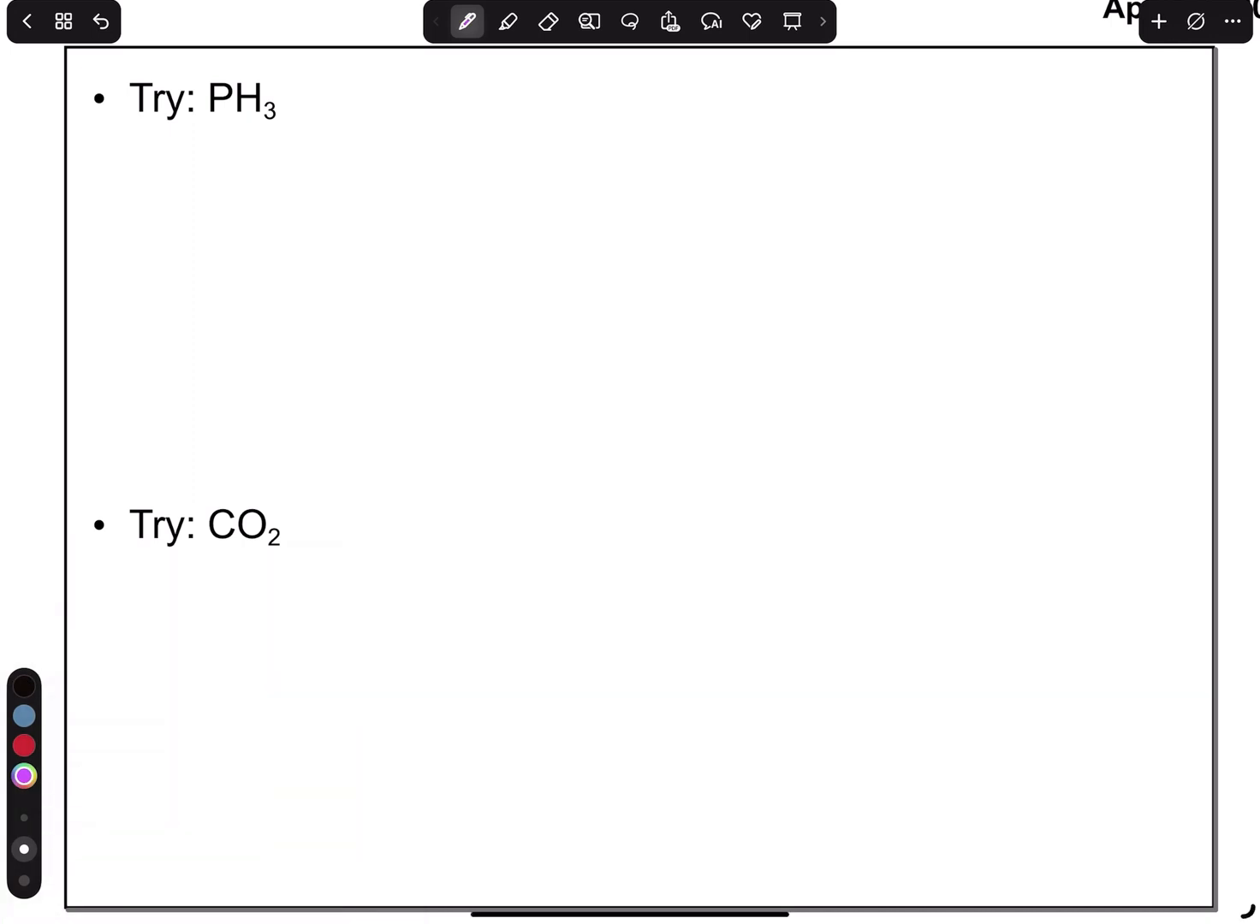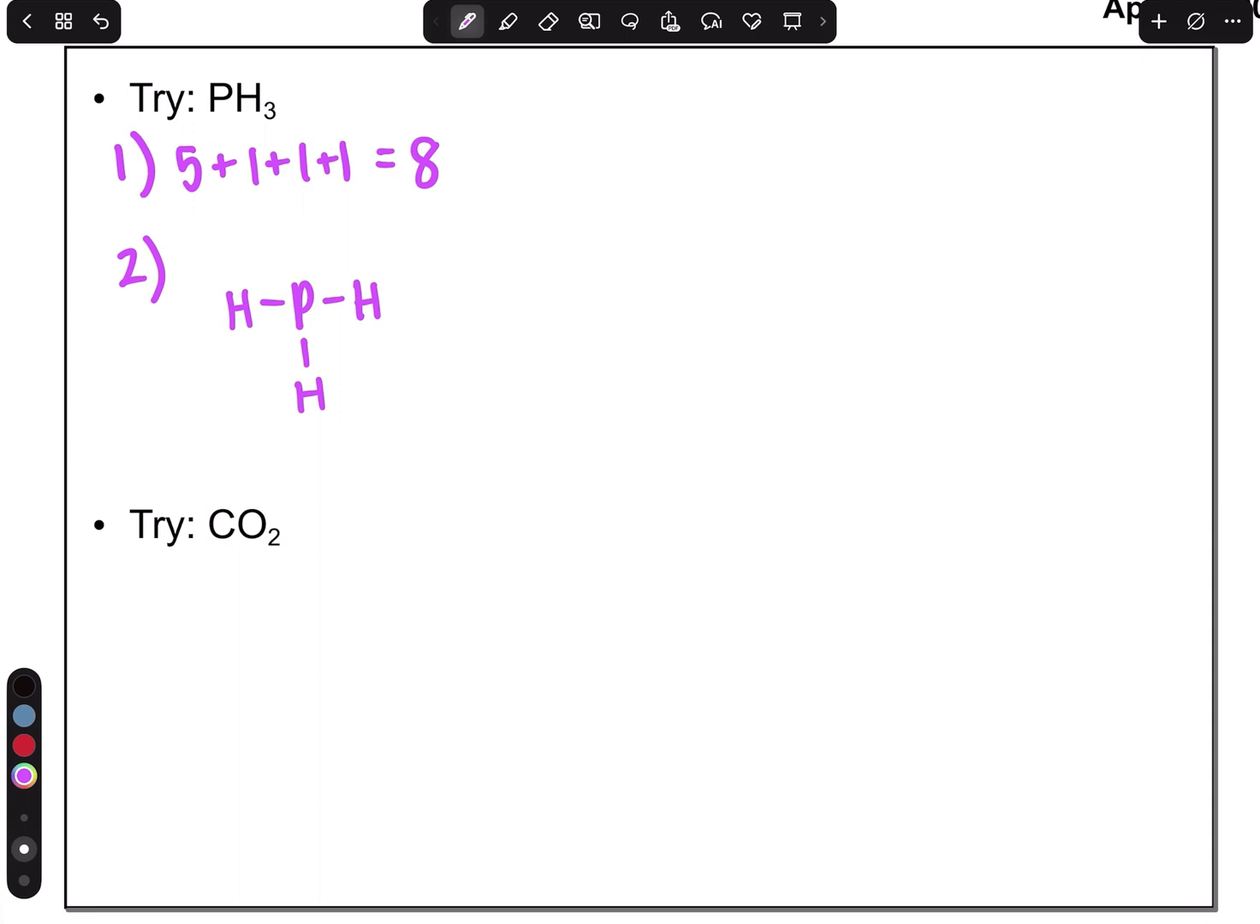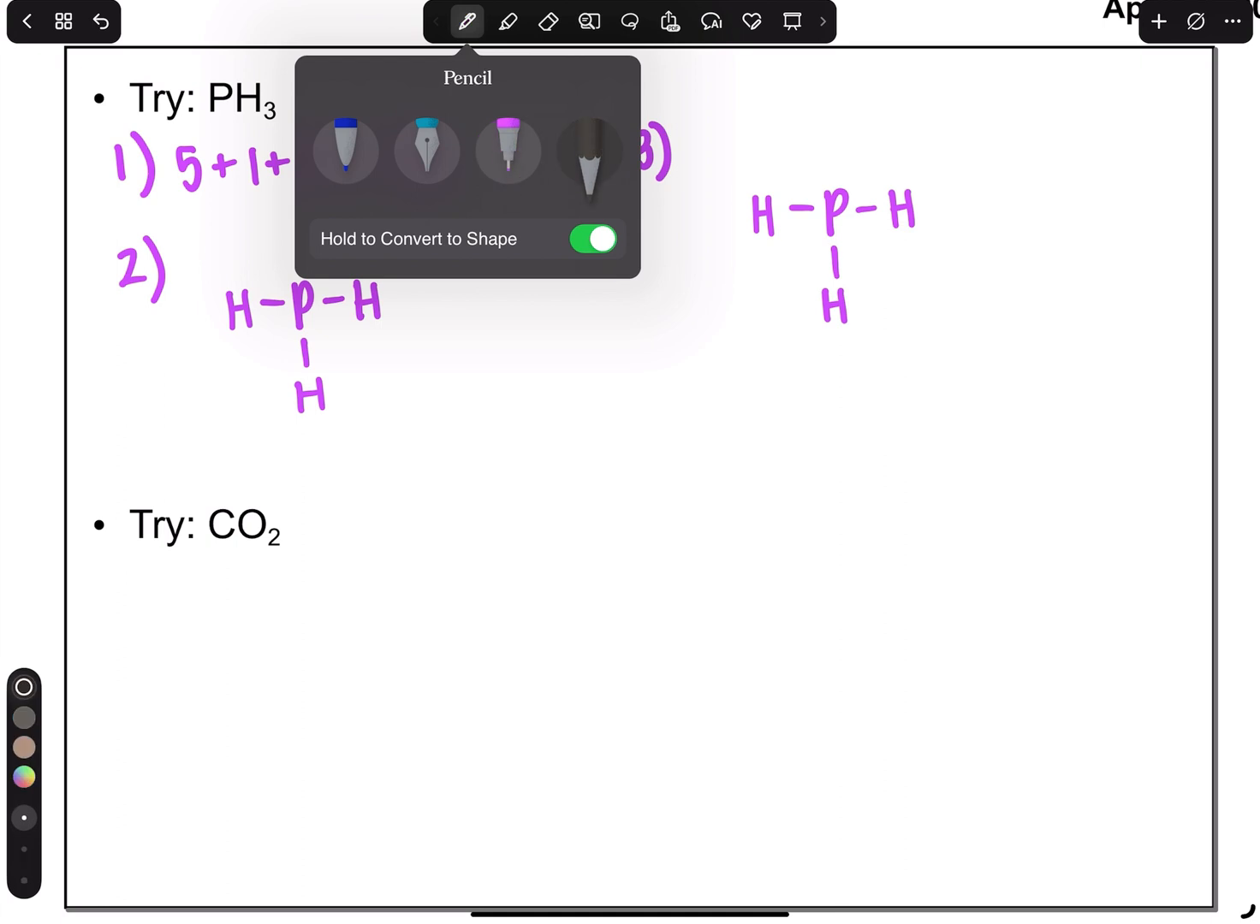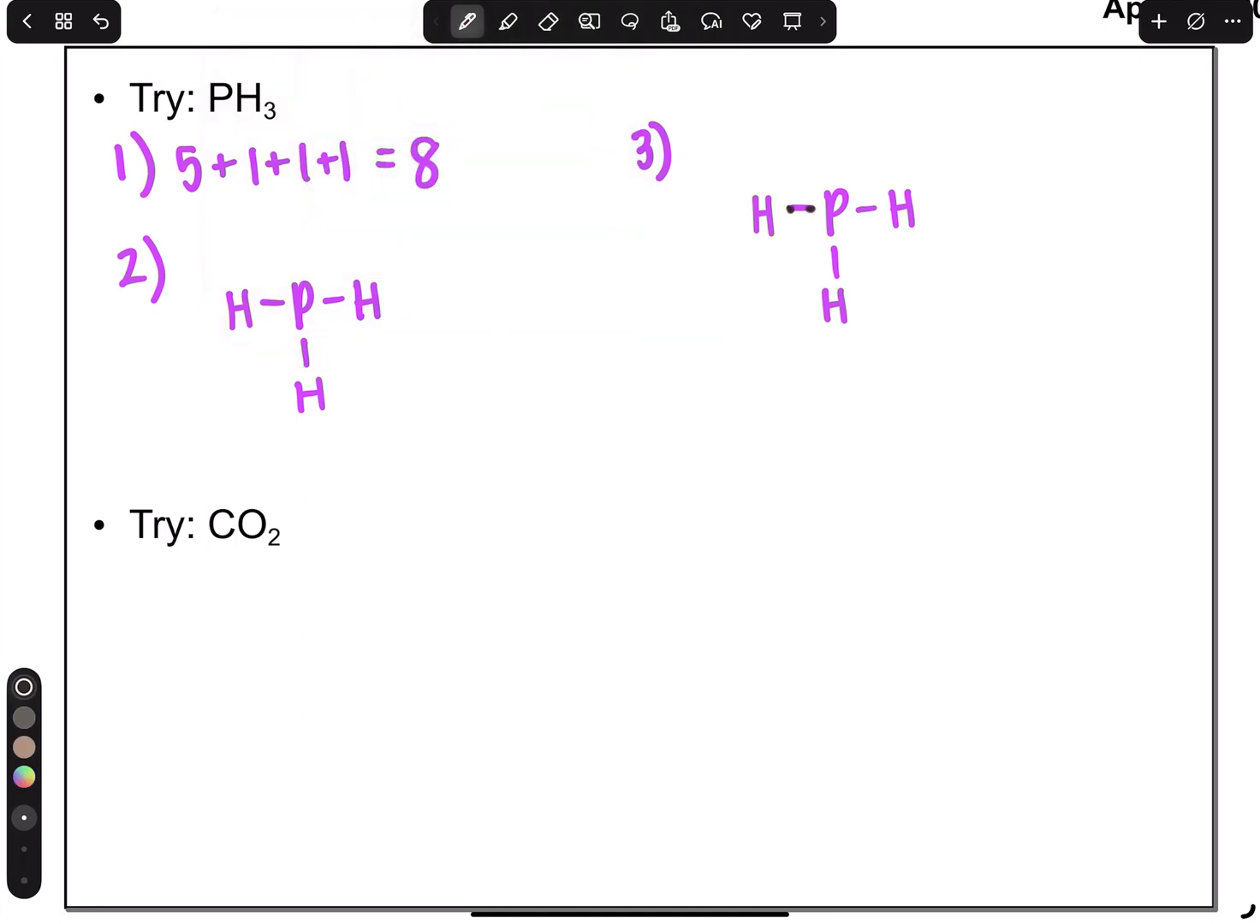If you're watching this video, I'm assuming that you're ready to check your answer to the first try. Hopefully for step 1, when you added up your valence electrons, you got to a total number of 8. For step 2, when you connected everything with single bonds, you should have had phosphorus bonded 3 times to hydrogen. For step 3, we needed to redraw this and add any remaining electrons. So far, we've illustrated a total of 2, 4, 6, and that's it. We still need 2 more to get to 8.